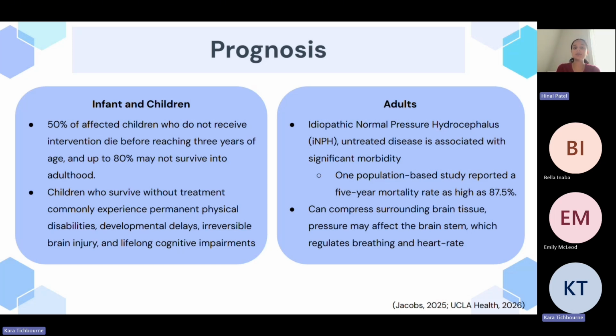In adults, idiopathic normal pressure hydrocephalus, or INPH, is an untreatable disease and it's associated with significant morbidity. A specific study reported that the 5-year mortality rate for their population was 87.5%. And hydrocephalus in adults can compress the brain tissue, which may in return affect the brainstem, which is the part of your body and brain that regulates heart rate, which can result in cardiac issues.